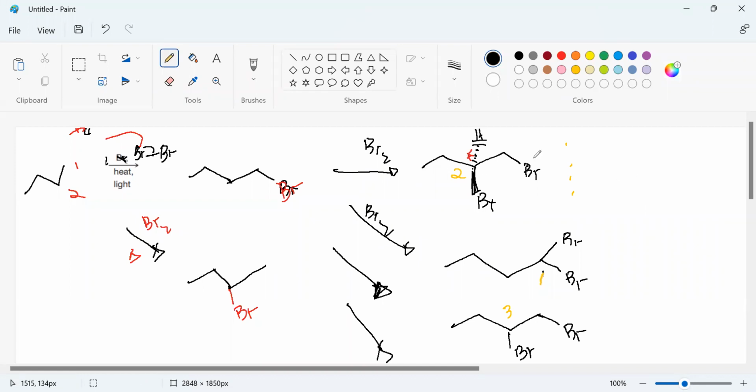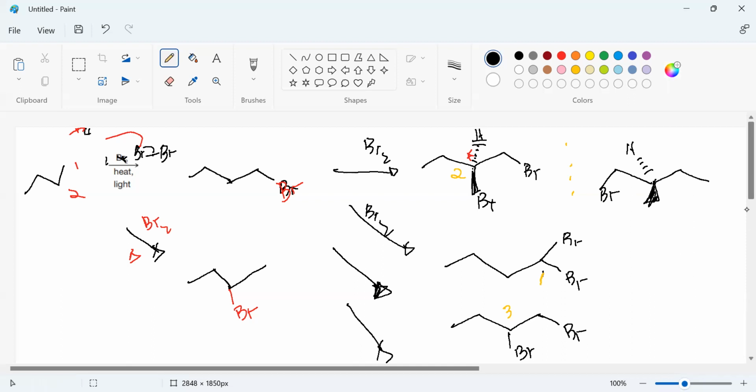The enantiomer will be 1, 2, 3, 4 with Br. You have your hydrogen, which you should write as well. You have your CH, and then of course your hydrogen, hydrogen, and then your Br. You have your Br here. So this is the mirror image of this one.